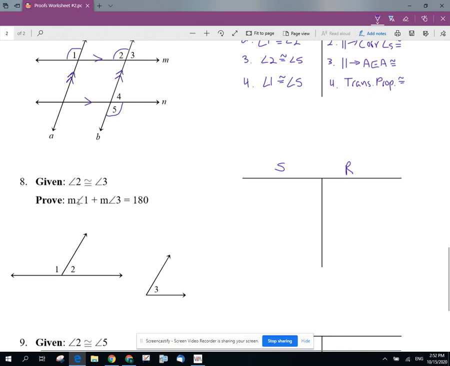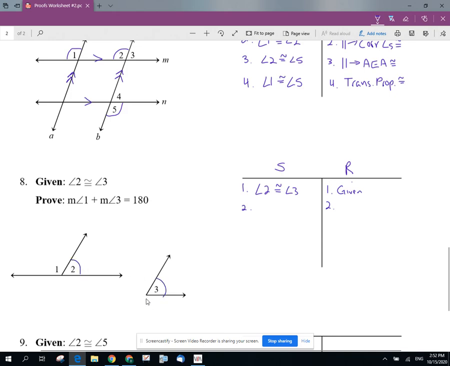And notice it wants a supplementary statement, that 1 and 3 are supplementary. Well, the only thing that I can see, I'm getting ahead of myself. Let's put the given in first. Angle 2 is congruent to angle 3, which is given. 2 and 3 are congruent.